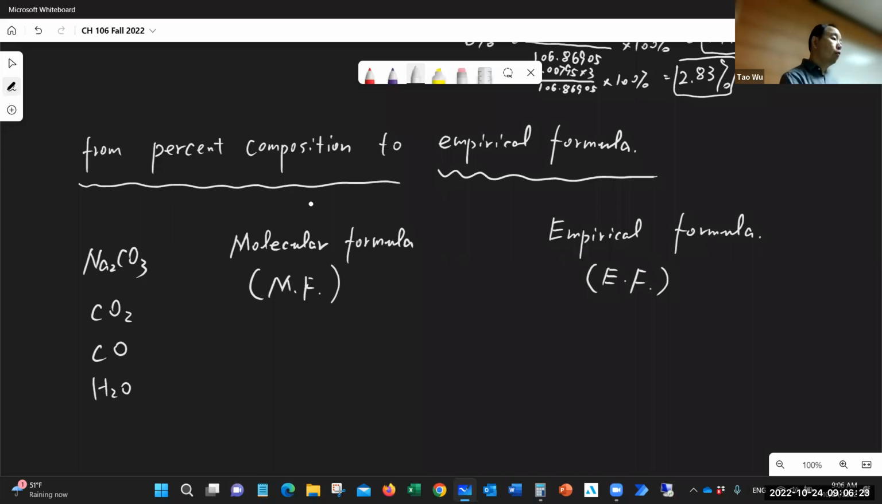Okay, so first, if we write sodium carbonate as a molecular formula, the empirical formula for sodium carbonate will be exactly the same, still sodium carbonate. Okay, so if we write water as a molecular formula, the empirical formula for water is also exactly the same.